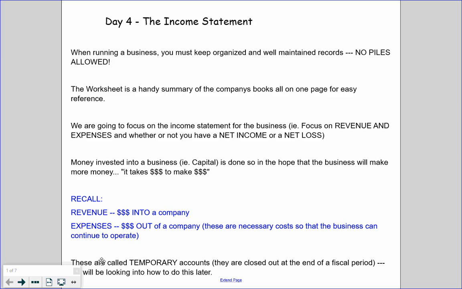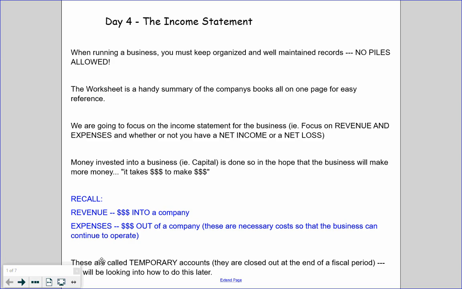So, a couple of things. When you're running a business, you always got to stay organized. Okay, so no piles. The worksheet, so this is what you've been working on. It's a really handy summary of everything that's been going on in your company. We're going to focus on the income statement, specifically the revenue and expenses, and the net income versus net loss. Okay. Money invested into a business, capital, is done so in the hopes that the business will make more money. So it takes money to make money.